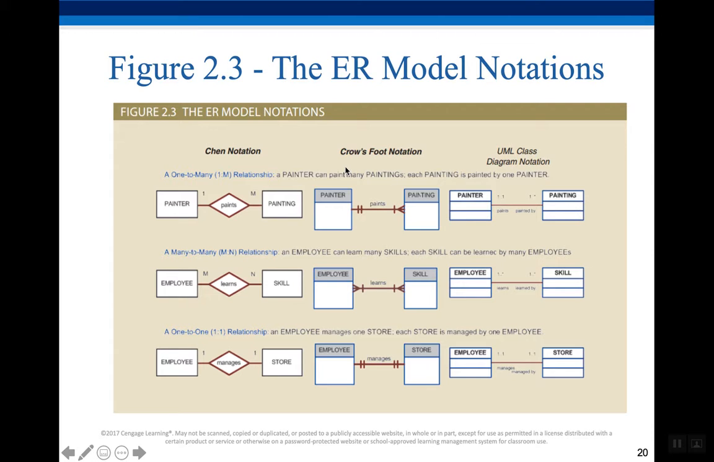All right. So this first one here is a one-to-many relationship. A painter can paint many paintings, and a painting is painted by one painter. This crow's foot is the one-to-many representation. In UML, it's represented by some numbers here. In this one, your notation puts a diamond in between with a verb to describe the relationship.